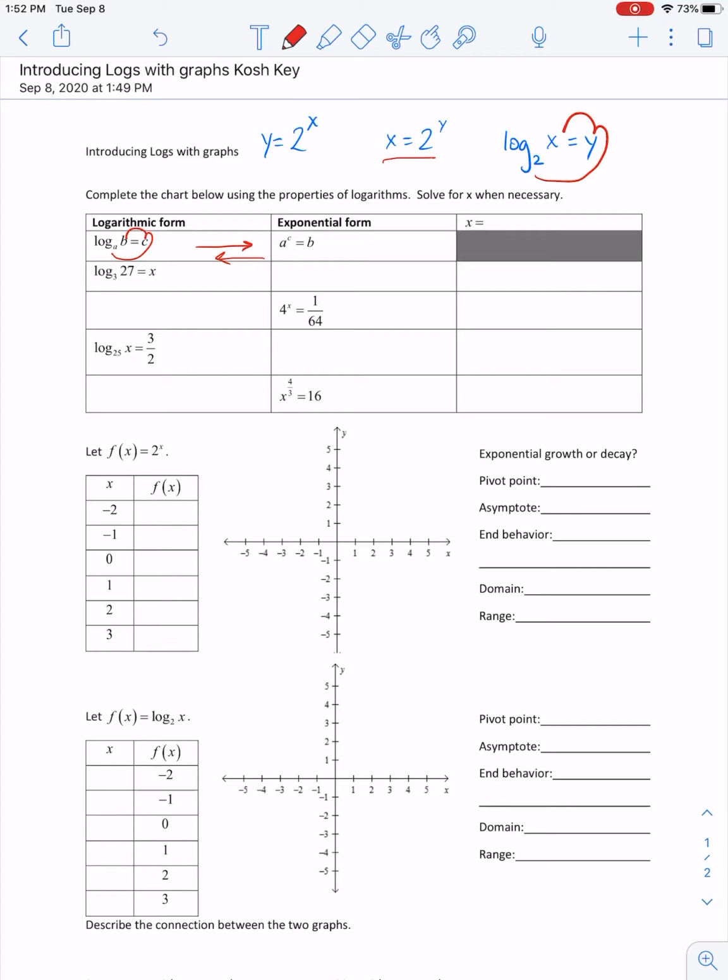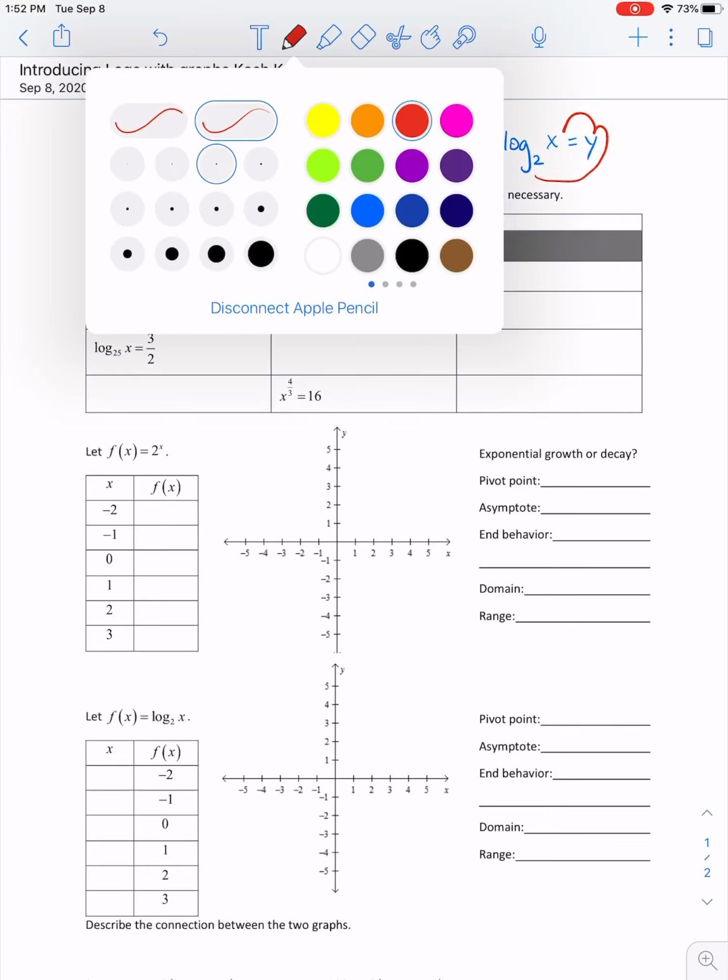So notice the bases here and here are the same, and then the exponent is what it's equal to over here. Anyway, that's getting a little cluttered, but that's how we move from one to the other. So let's practice a few of these.